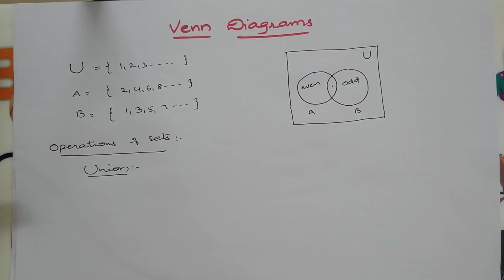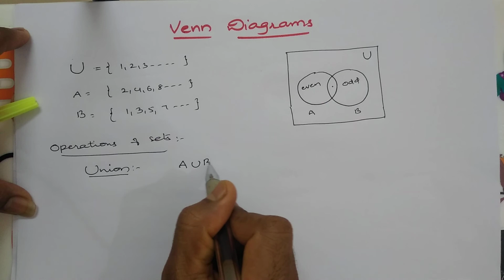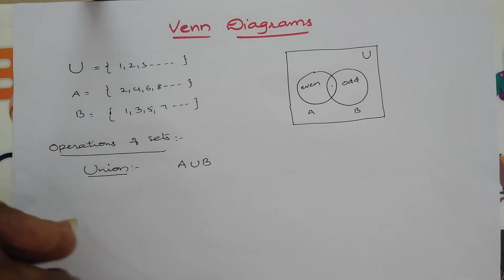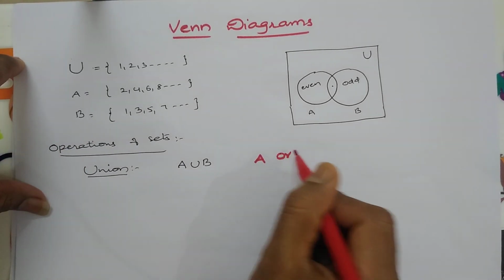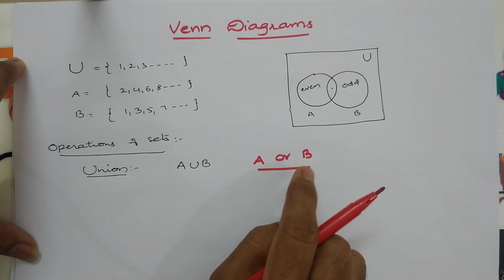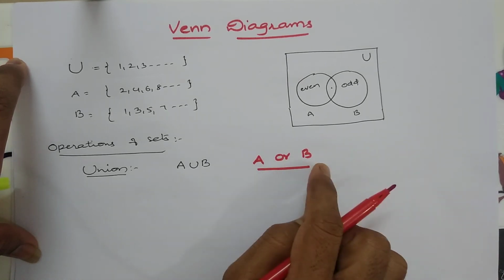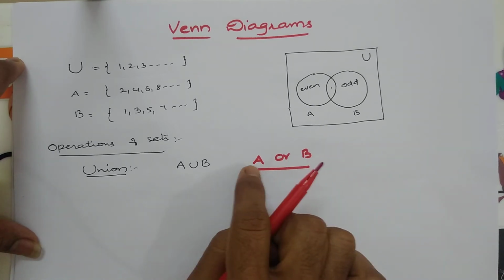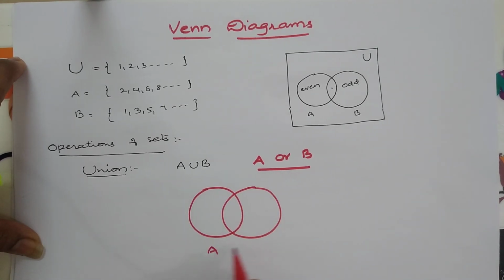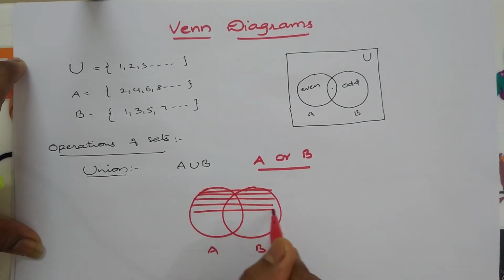First I would like to explain the union of two sets. What is the union of two sets? Union is represented by A union B. If I assume two sets A and B, it is denoted by A union B. It's nothing but A or B. Whatever the elements of A or the elements of B, that total becomes A union B. We can also read it as A or B. So when you draw the diagram, see here, this is A, this is B. A or B, the full region, is A union B.